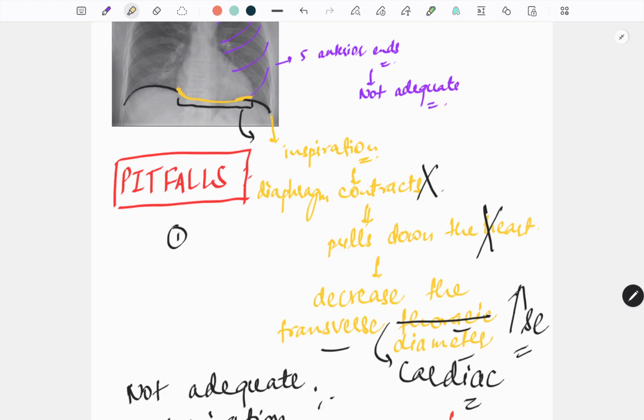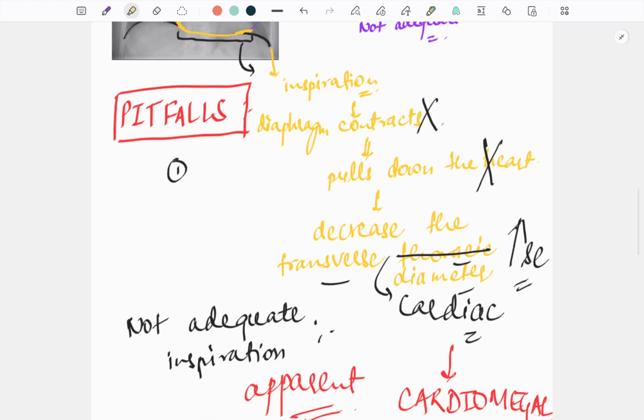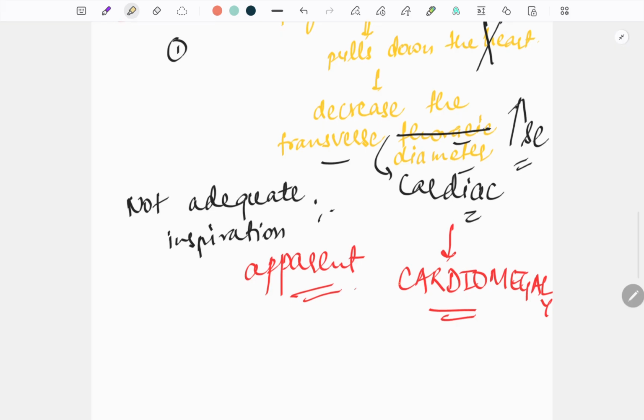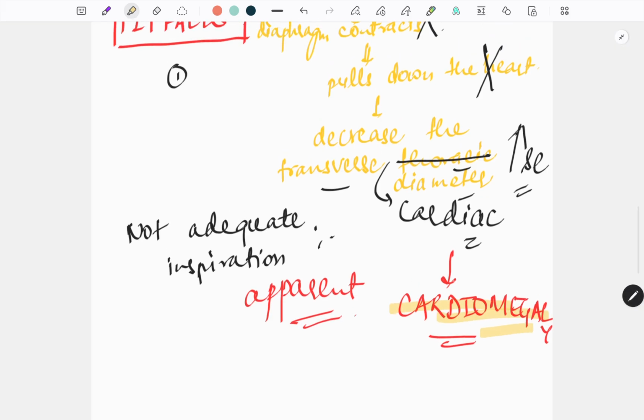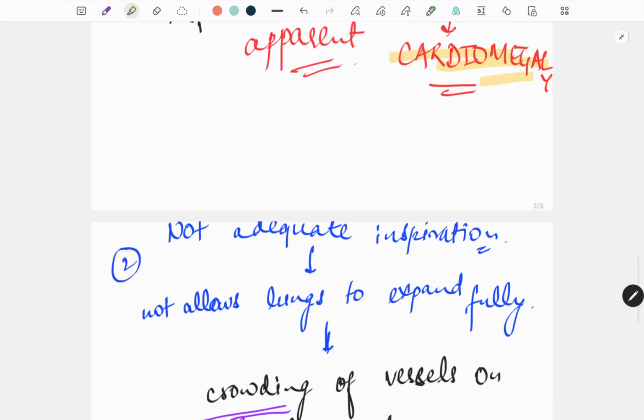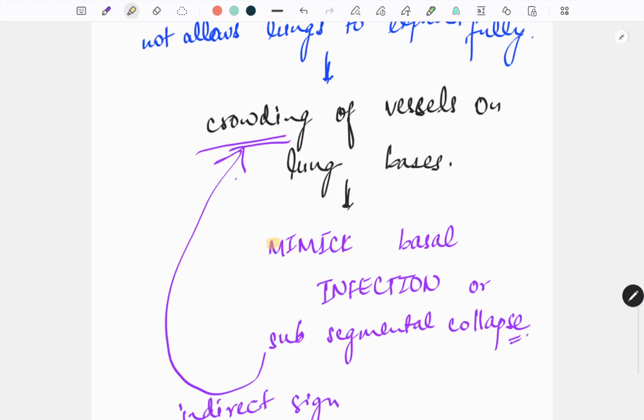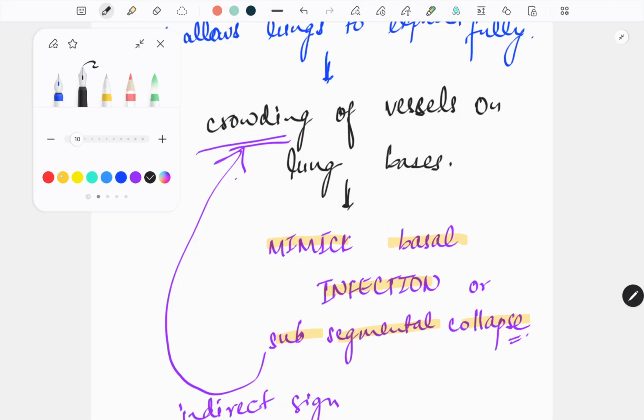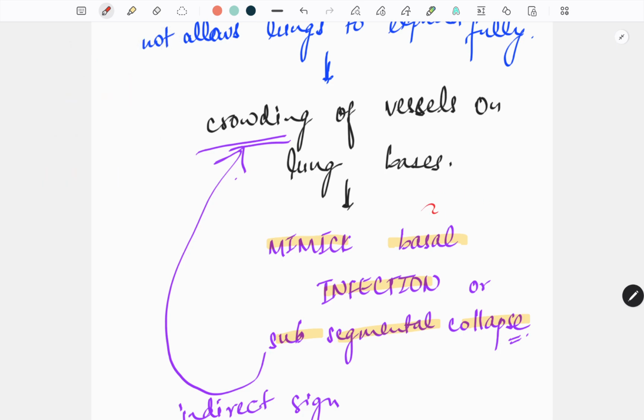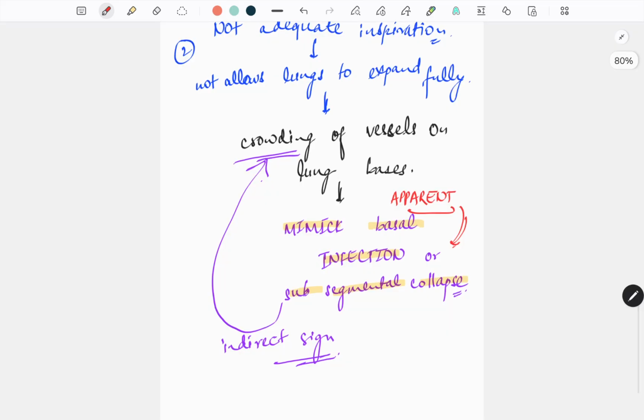If an X-ray is not taken in adequate inspiration, what will it result in? It will cause spurious cardiomegaly. Okay, sorry for my mistake here. And second, it will mimic basal infection or subsegmental collapse. And this pathology is also apparent because it is not existing in real time. It is not present. It is apparent. Okay.